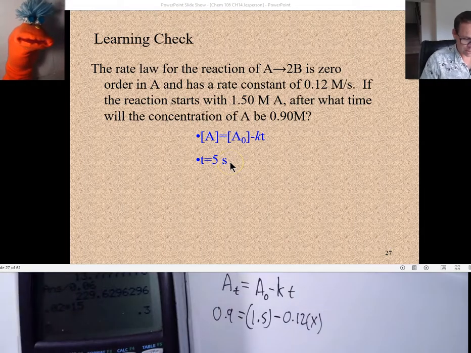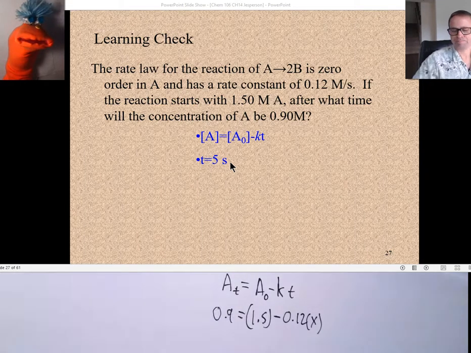We can put this in the calculator just in case it's confusing for people. 0.9 subtracting 1.5 divided by negative 0.12. All right, 5 seconds. Excellent. Okay, zero order rate law. Good place to stop.